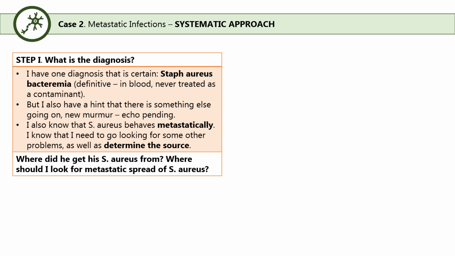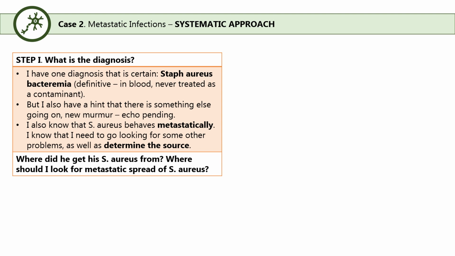In this case, we clearly have a case of confirmed Staphylococcus aureus bacteremia, which is never a contaminant in the blood. However, I know from modules 1 and 3 that when I see Staph aureus in the blood that it behaves metastatically. That is, it can spread and cause infection in other sites of the body. I need to decide on the source, as well as the sites of metastatic spread, if any. We have an echocardiogram pending and a new murmur, but that's not enough to diagnose endocarditis. Where should I go looking for problems to help guide our final treatment plan?